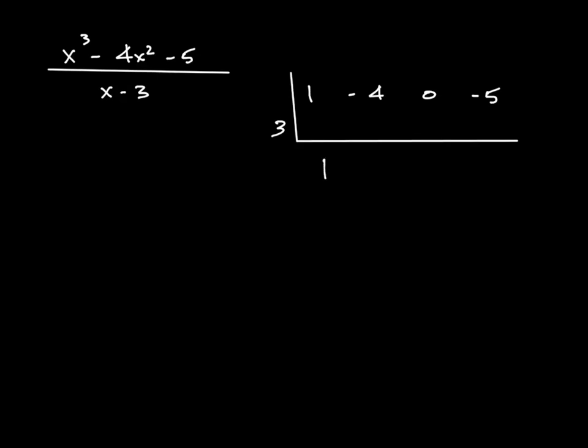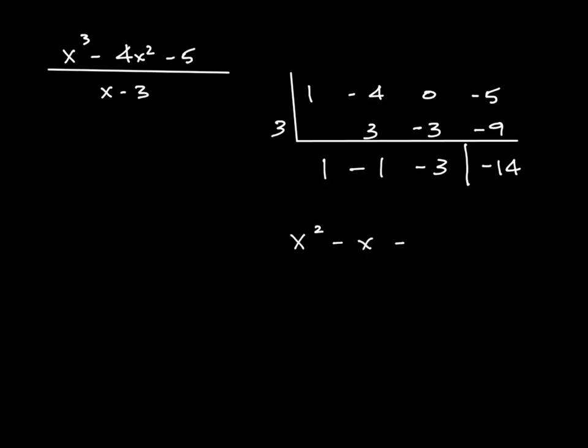So we'll bring down the 1. 3 times 1 is 3. -4 plus 3 is -1. 3 times -1 is -3. 0 plus -3 is -3. 3 times -3 is -9. And finally, for our remainder, we get -14.